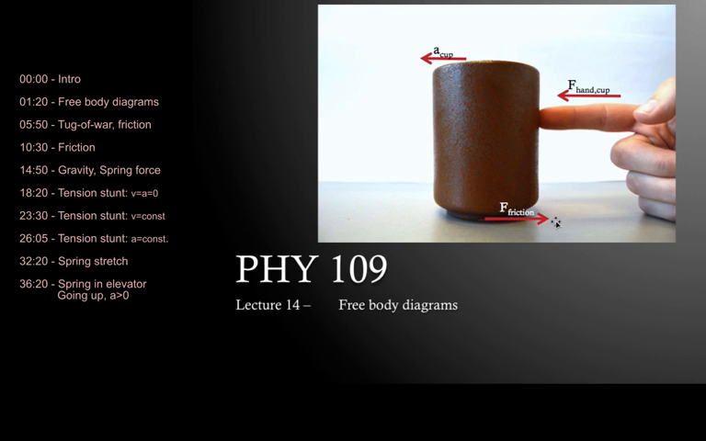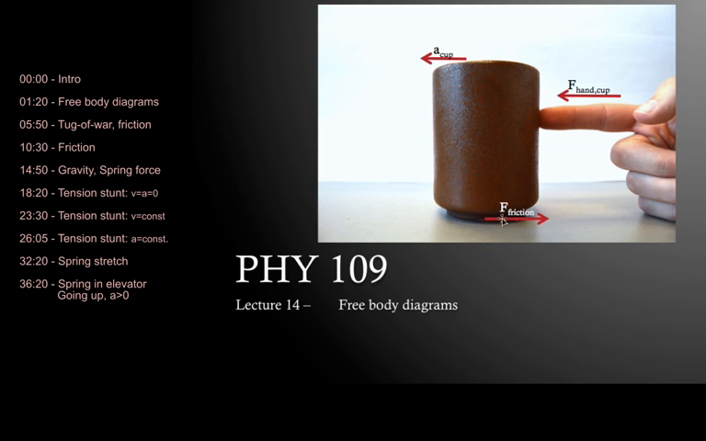Greetings everyone, we're going to be talking about forces and free body diagrams. Here we have a free body diagram on this cup. We have a force exerted by me, F hand, on the cup. This is our convention: we write what is doing the force on the object. And then we have friction, which is moving to the right.